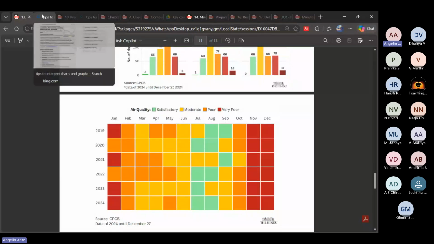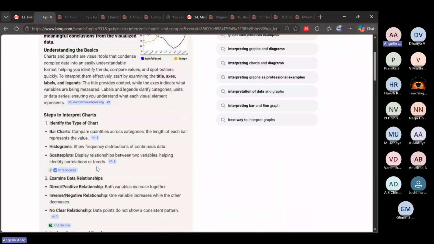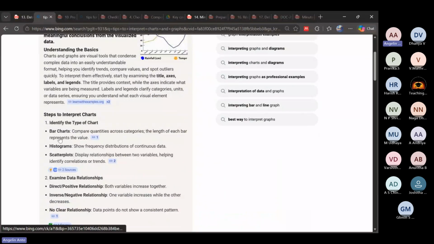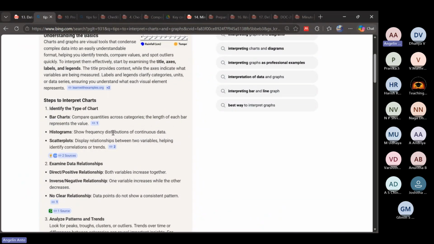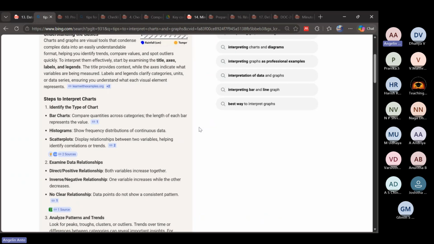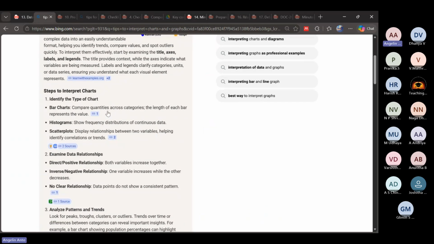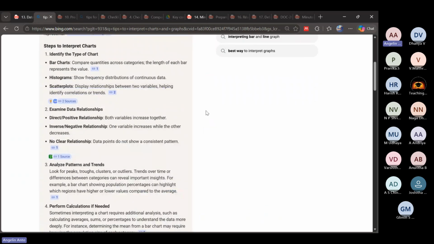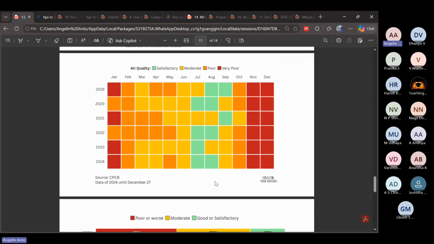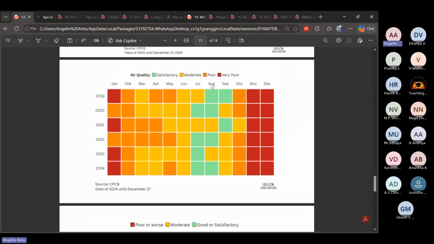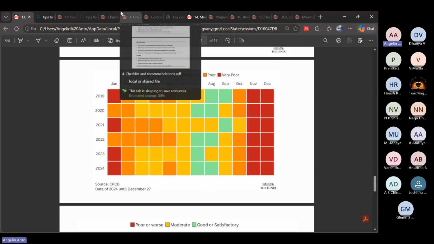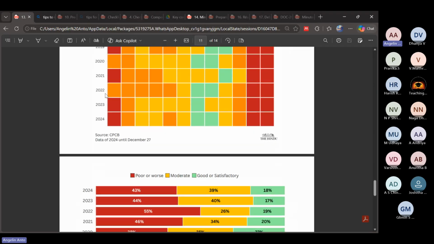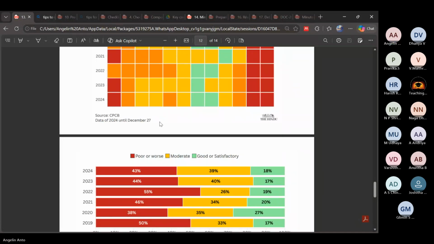Ideally, if you want tips, identify the type of the graph. If it's a bar chart, then it compares quantities across categories. Histograms show the distribution of continuous data. Scatter points are very similar to these. Don't worry about all that. Don't worry about the technical names. Just identify what this graph is telling me. This is telling me that in these months, the air quality was good. Here, it was bad. That's all you need to know, essentially. After that, it's all the inferences you draw.